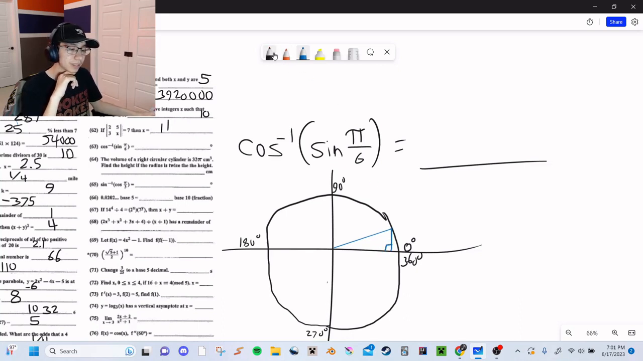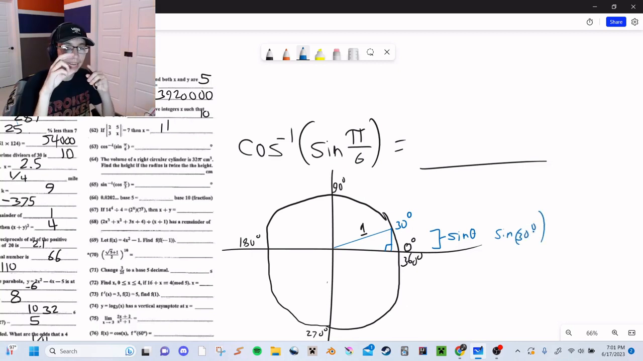It kind of makes a triangle. The hypotenuse is always 1. Well, the sine is the vertical component of whatever angle you're at. So we're at 30 degrees. So this is sine of 30. Sine of 30 represents that height of that triangle.